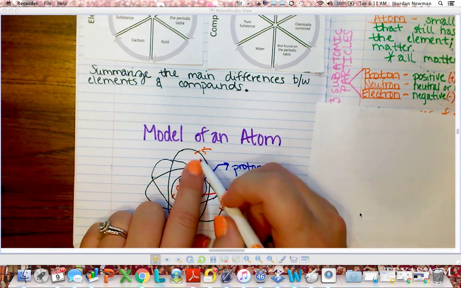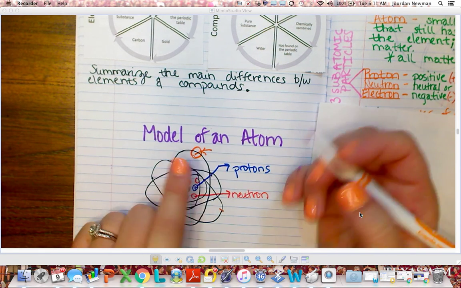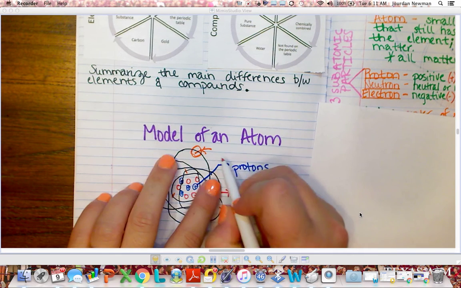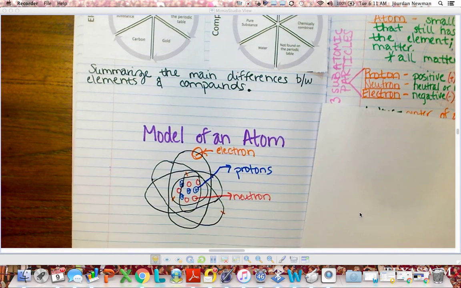So let's label this an electron. And again, you can see we just used a negative symbol. Sometimes you'll just see it like this. That's fine if it has a circle with a negative symbol in it. I didn't draw them like that, but that's fine if you want to.